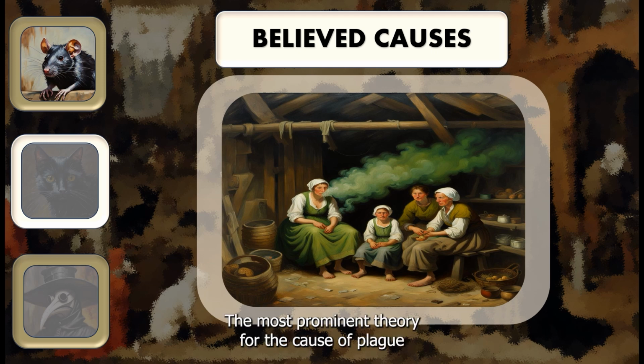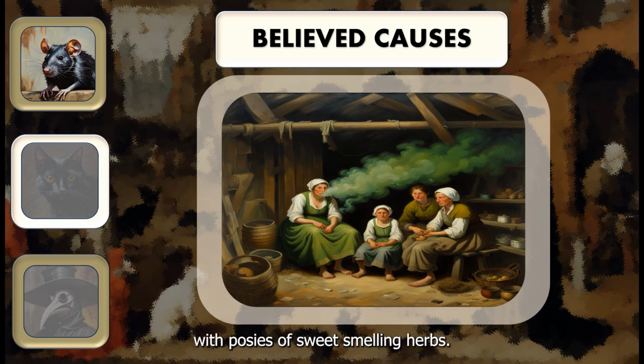The most prominent theory for the cause of plague was miasma, or foul-smelling air. This led to some local authorities burning fires in the street so as to ward off the smell. It also led to plague doctors stuffing their masks with posies of sweet-smelling herbs.